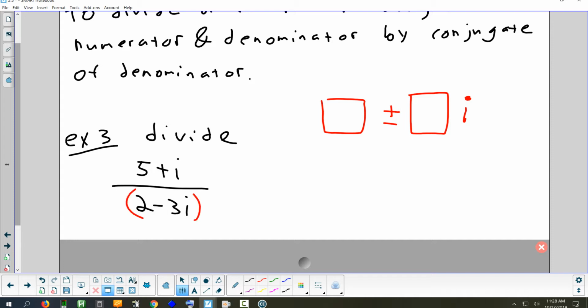So, what I usually do is put parentheses around all that, because we're going to have some distributive, and I don't want to forget it. Now, what am I going to multiply the top and the bottom by? Here? 2 plus 3i. 2 plus 3i.